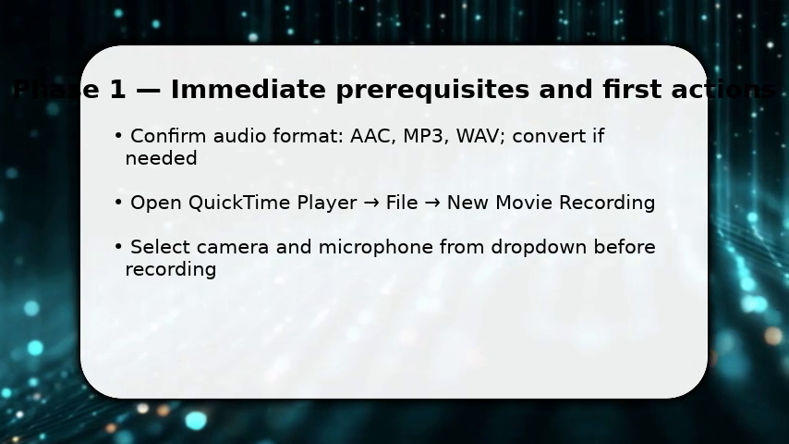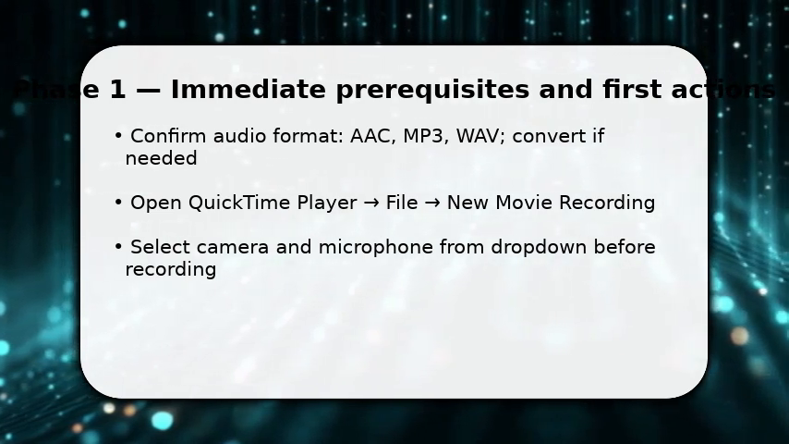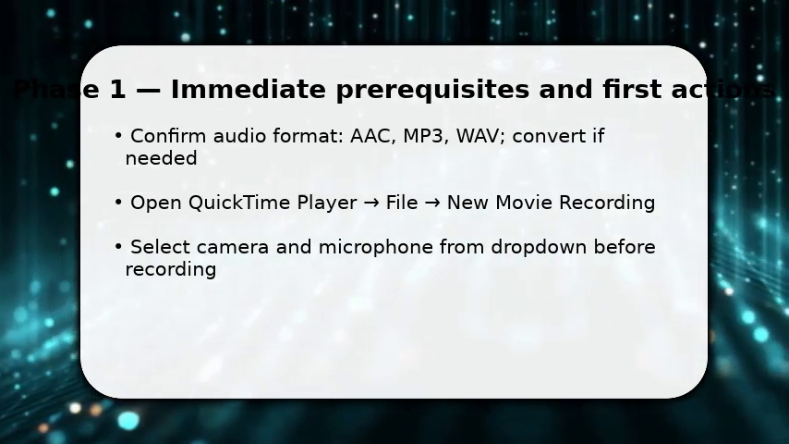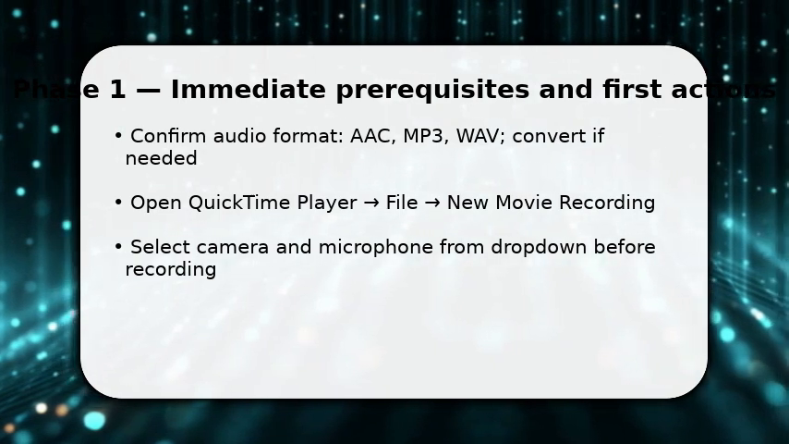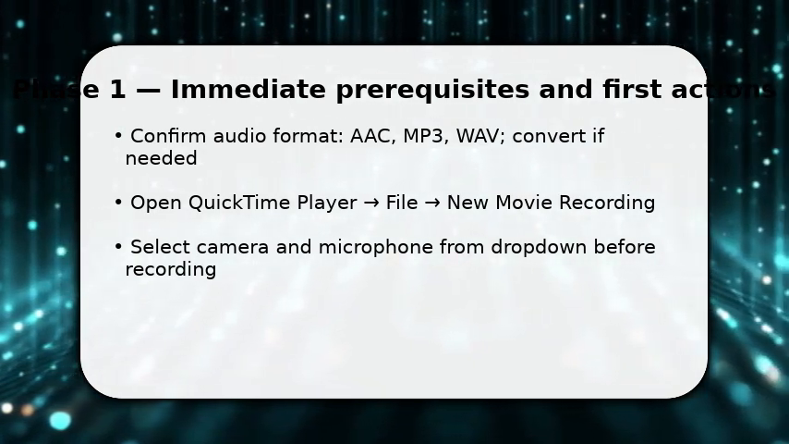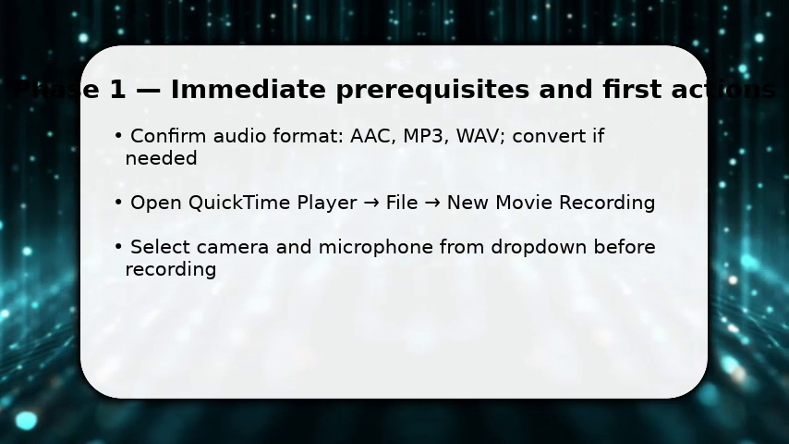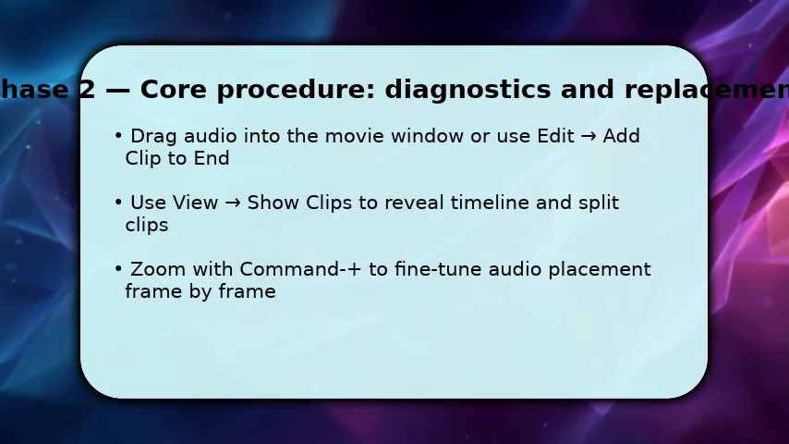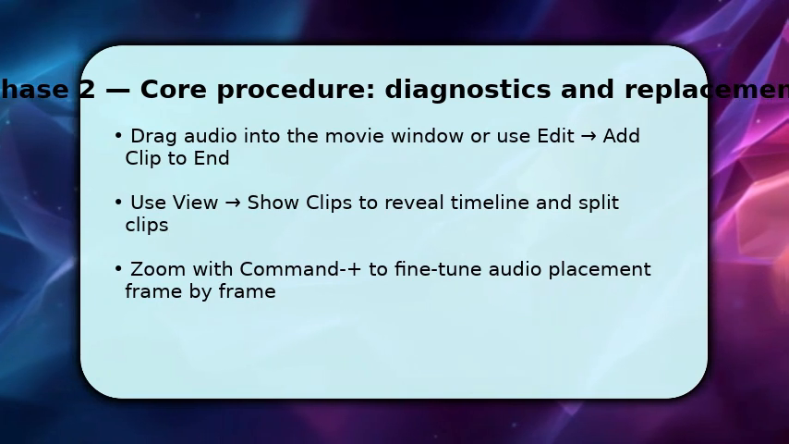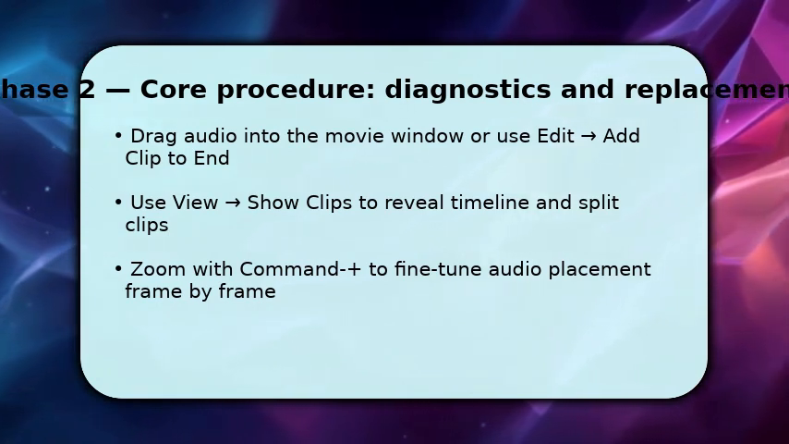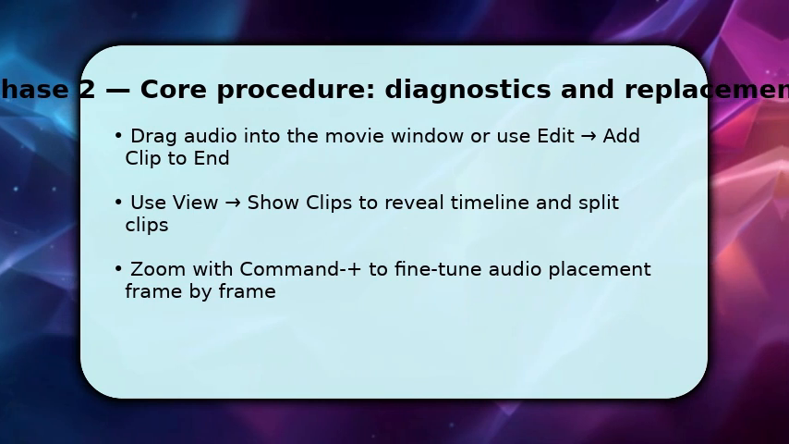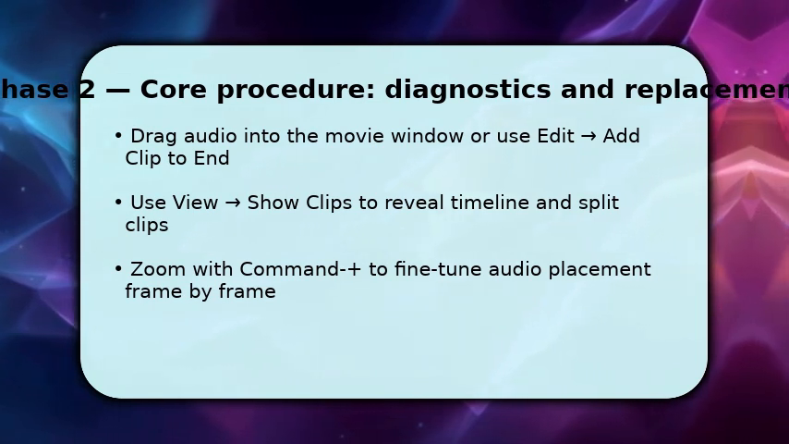Once the movie window opens, click the drop-down beside the record button and select the correct microphone and camera. This avoids mismatched input devices later. Now import the video via File, Open File. With your video loaded, add audio by dragging the file into the QuickTime window or use Edit, Add Clip to End. This embeds the audio as a secondary clip.